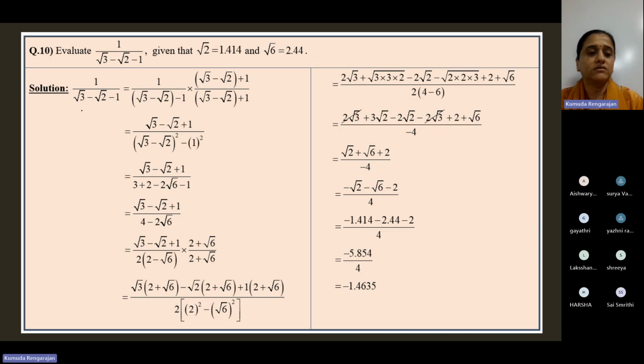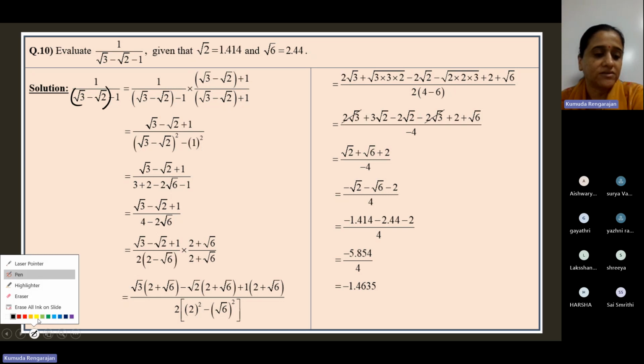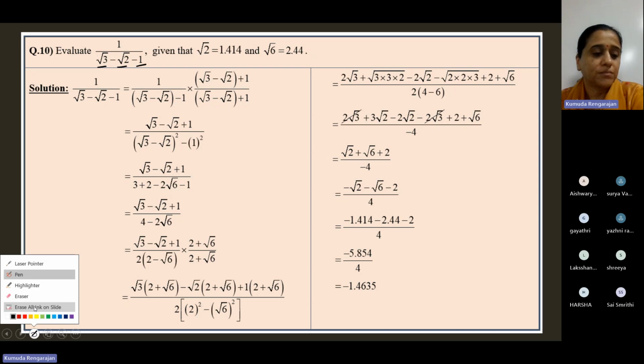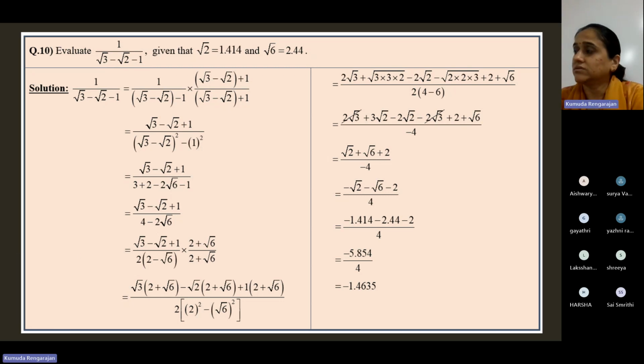So to simplify the expression given, the denominator has 3 terms. So enclose a bracket for the first 2 terms. We have root 3 minus root 2 minus 1. There are 3 terms, so enclose a bracket for the first 2 terms: root 3 minus root 2, minus 1.